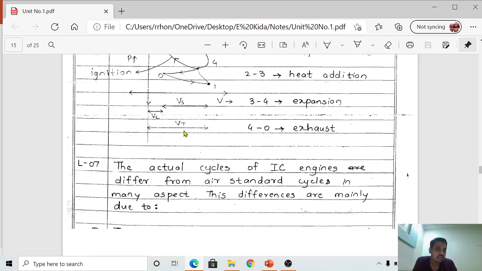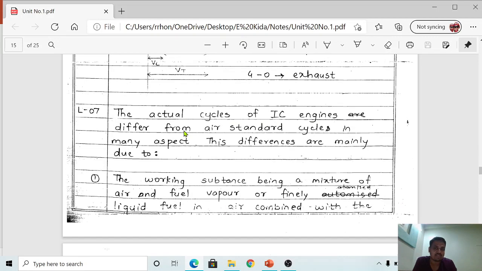Now we are going to understand the different reasons. The actual cycle of IC engines differs from the air standard cycle. The theoretical cycle is also called the air standard cycle, so don't get confused. Whenever the question comes in your examination, explain the difference between the air standard cycle and the actual cycle. So what does air standard cycle mean?